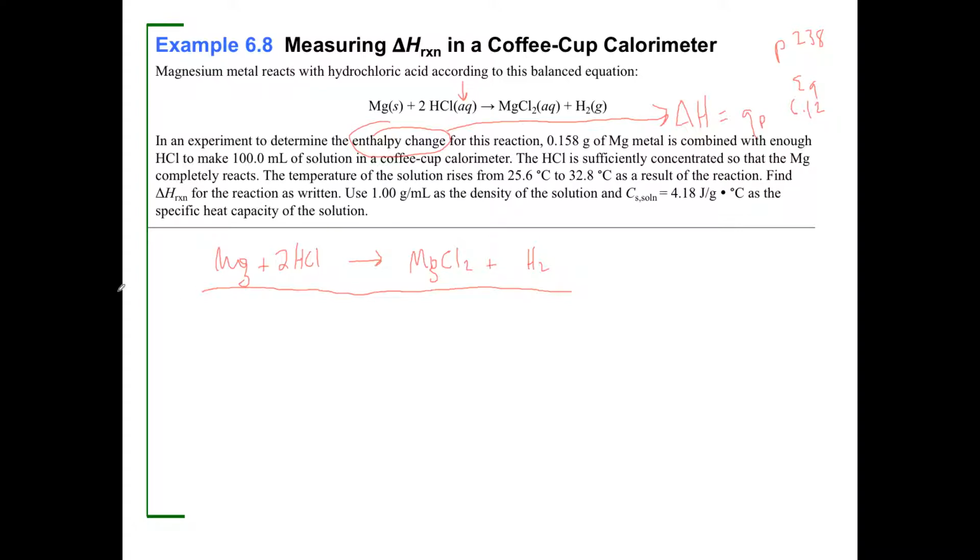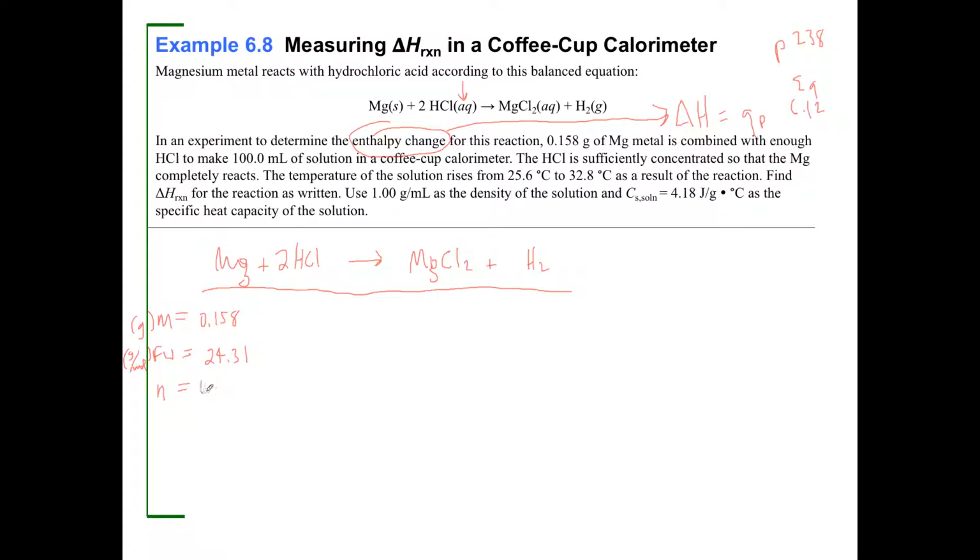And it says that the mass of the metal is 0.158, in grams. I'm going to get the moles of this right away. This is in grams per mole, and magnesium is 24.31 grams per mole. I'm going to go to my calculator and say 0.158 divided by 24.31 equals 6.499 times 10 to the negative 3.